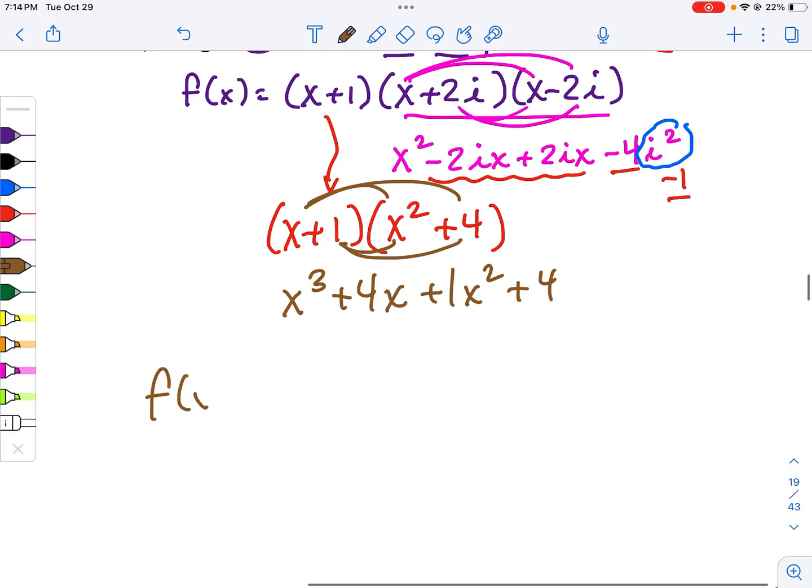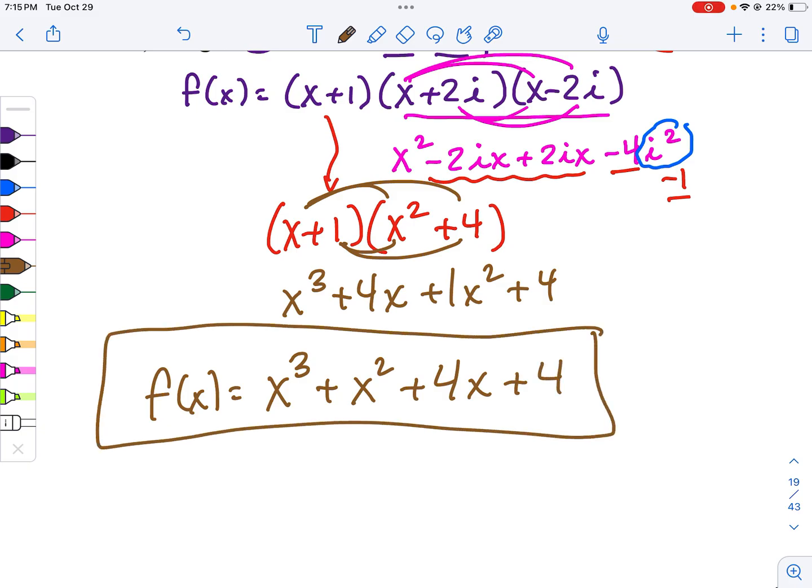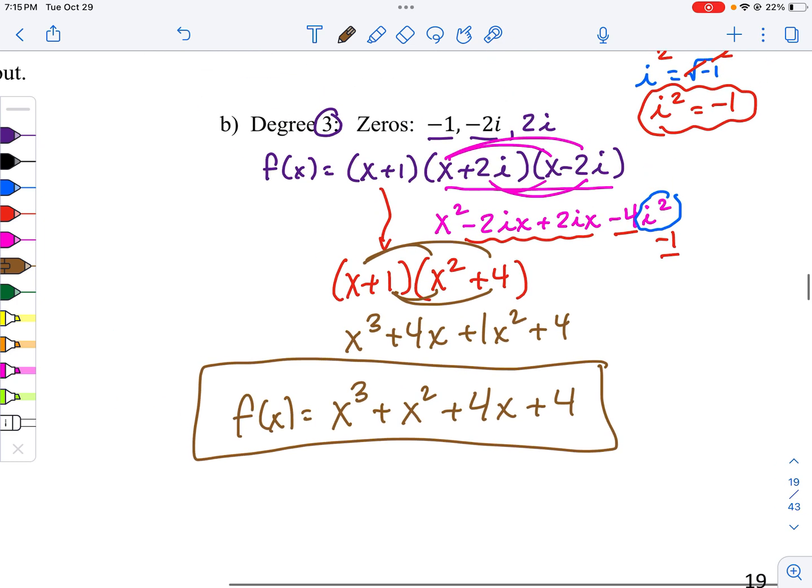So I want to make sure I write that polynomial in descending order. So it's x to the third, plus x squared, plus 4x, and plus 4. So again, that looks like all of the problems on our homework for the last few days, and then we would just go backwards and we would find the zeros.